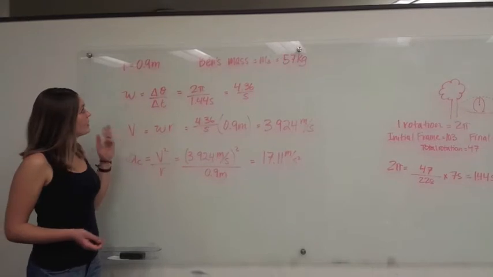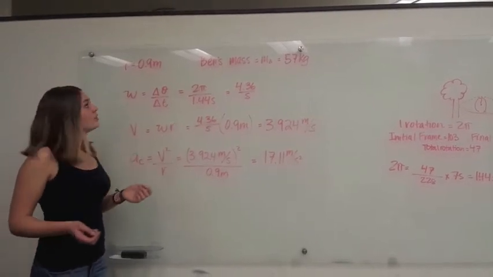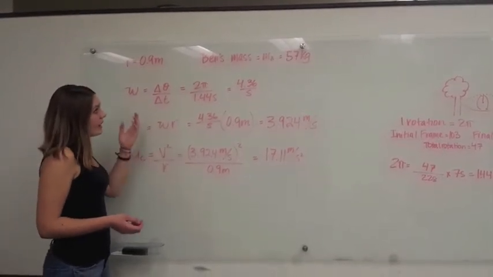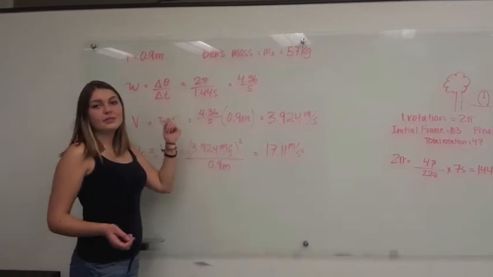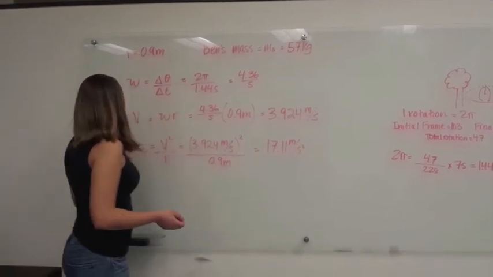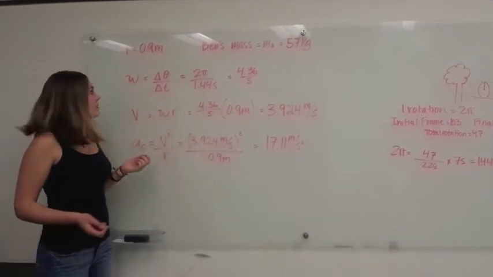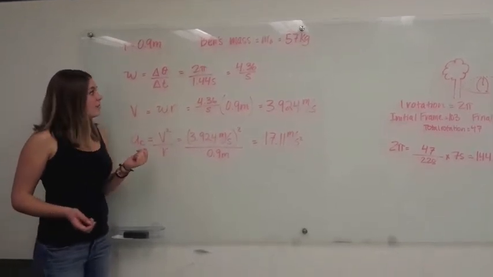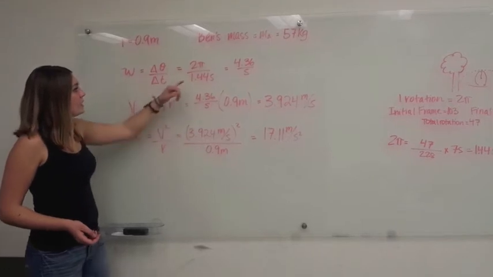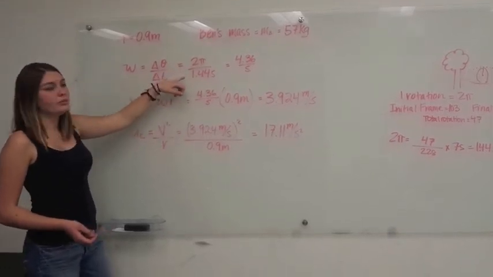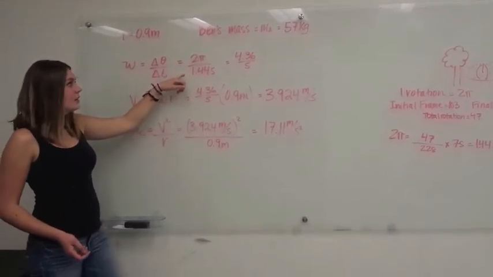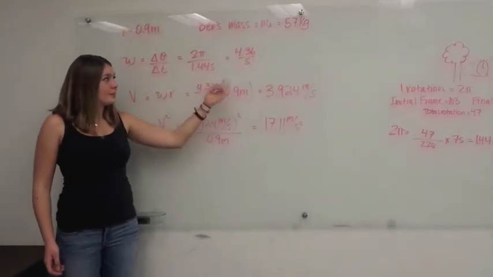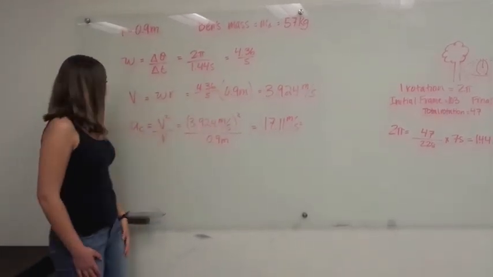So the radius of the circle he made was 0.9 meters, and Ben's mass, m_B, was 57 kilos. In our first calculation, we found omega, which is the change in theta over the change in time. To find that, we did 2 pi over 1.44 seconds, which was 4.36 radians per second.